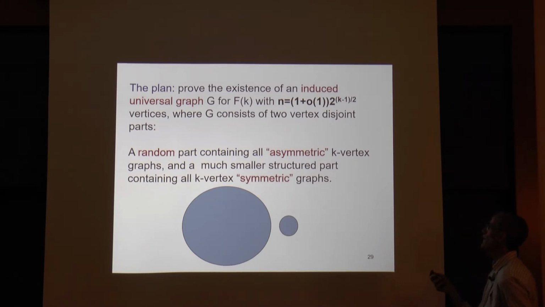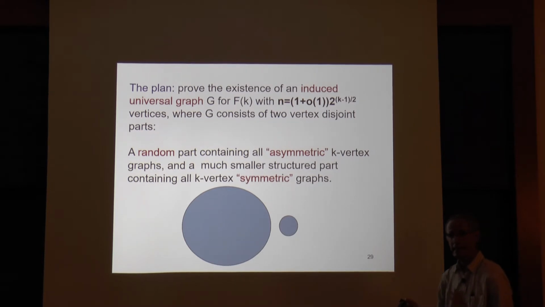We want to prove that there exists an induced universal graph for the family of all k-vertex graphs with the right number of vertices, so just a little bit more than 2 to the (k minus 1) over 2 vertices. And this graph will consist of two parts, one big and one small. The big part will be random. It will just be G(n, 1/2), and it will contain all the asymmetric k-vertex graphs.